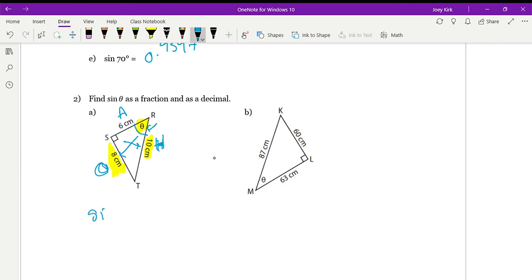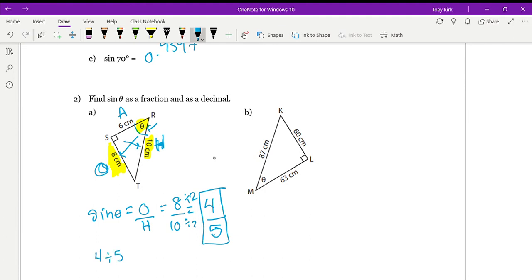So write out our formula. Sine of theta is equal to the length of the opposite over the length of the hypotenuse, which in this case is equal to 8 over 10. And if we reduce that, dividing by 2 top and bottom, we're going to get 4 over 5. So as a fraction, 4 over 5. And then as a decimal, the ratio of sine theta for this triangle will equal 0.8. That's 4 divided by 5.